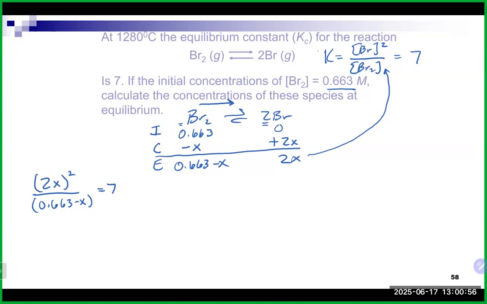Now we're just going to do a little math here, right? Up on top, we want to make sure we also square the number, not just the letter. So that becomes 4x squared, not 2x squared. Super common error people make.